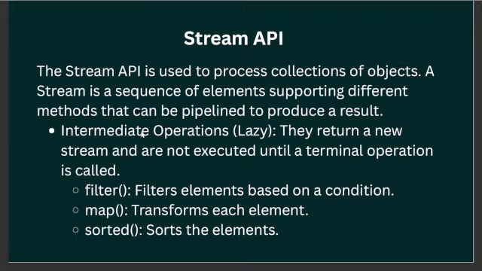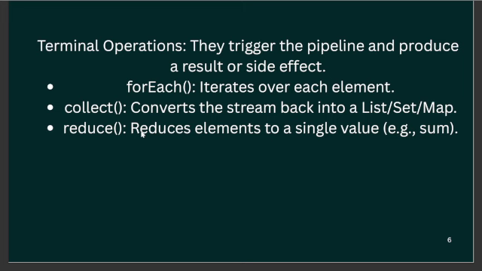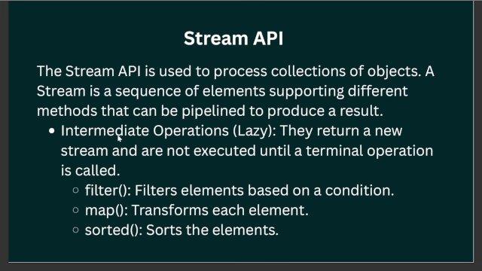They contain two types of operations: the first is intermediate operations and the second is terminal operations. Intermediate operations are lazy operations; they return a new stream and are not executed until a terminal operation is called. They include methods like filter, which is used for filtering elements based on a condition, map, which transforms each element, and sorted, which is used to sort the elements. These are the functions used under intermediate operations.